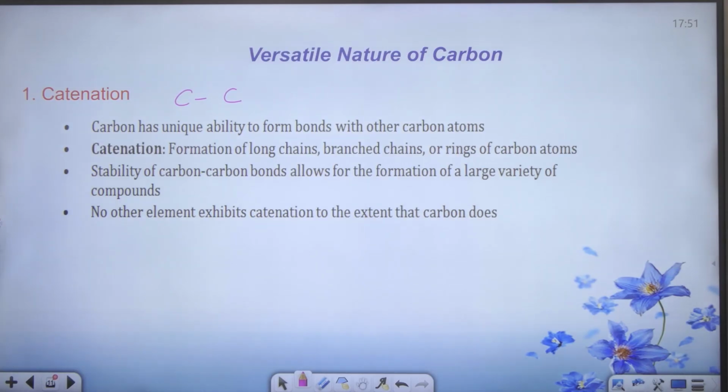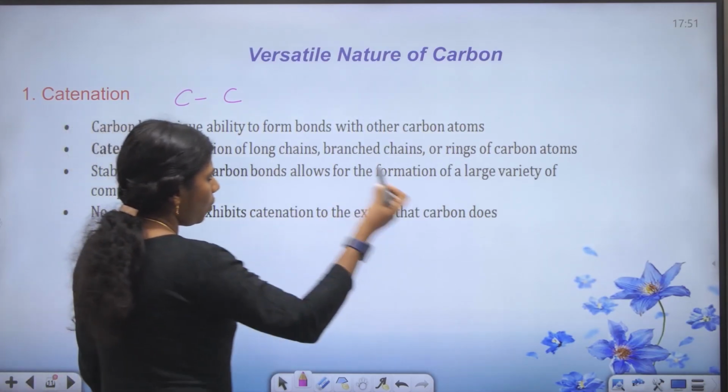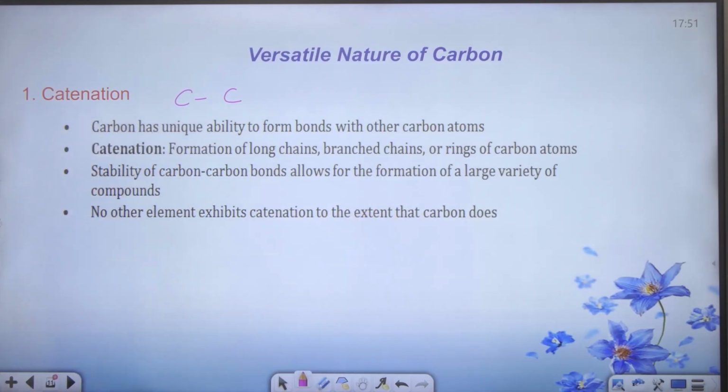Catenation is the formation of long chains, branched chains or rings of carbon atoms. The stability of carbon-carbon bonds allows for the formation of a large variety of compounds. No other elements exhibit catenation to the extent that carbon does. Same elements combine to form different types of compounds, that is catenation.